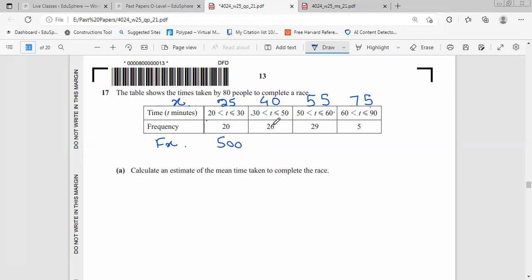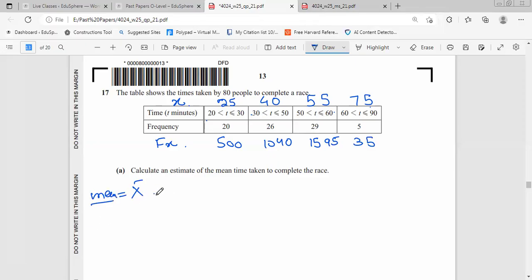Then 40 multiplied by 26. So it's 1024, oh sorry, 1040. Then 55 multiplied by 29. So it's 1595. And then 75 multiplied by 5. So I get 375.